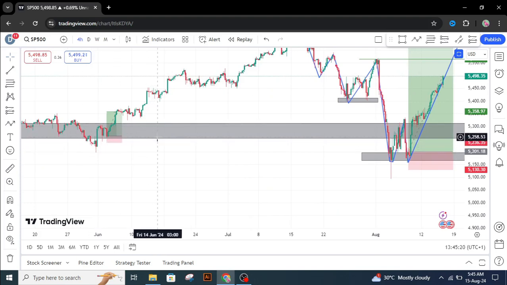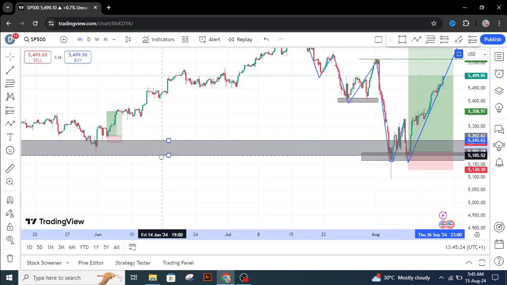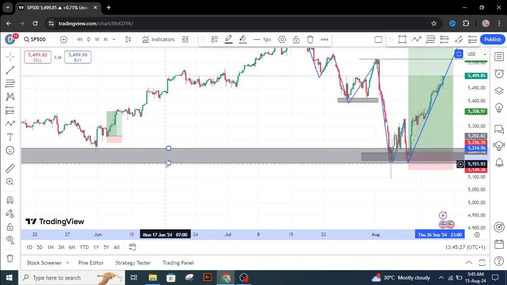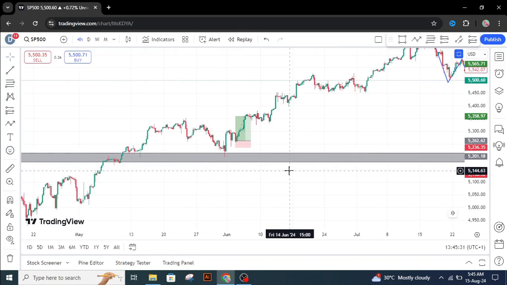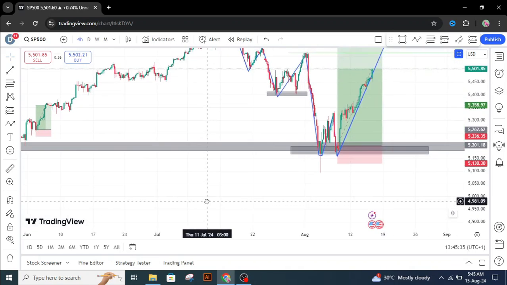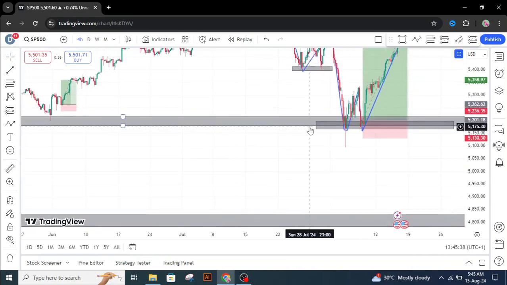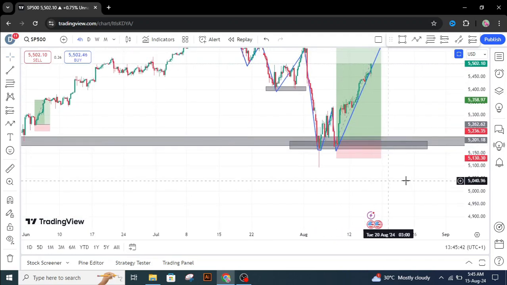Let me move this thing. Sorry, this is supposed to be like this. Supposed to be here. You can see the price tested it here, then it's using it as a support zone here, and as another support here. So you want to make sure that it's at a support zone.